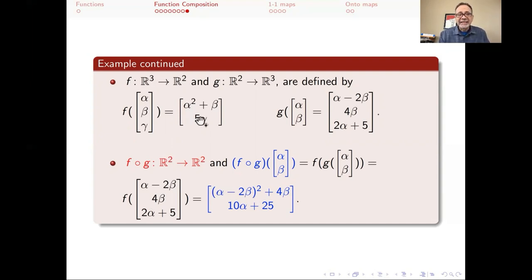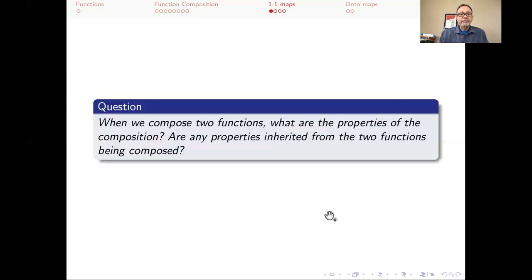And for the second entry, I have to take the third coordinate of the input and multiply it by 5. So I take these 2 alpha plus 5 and multiply it by 5, and I get 10 alpha plus 25. What we want to do now is to ask the following question. If we compose two functions, are there properties of the individual functions that are reflected into the properties of the composition? Does the composition inherit any properties from the two functions?